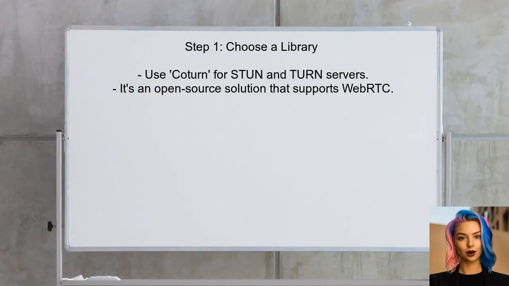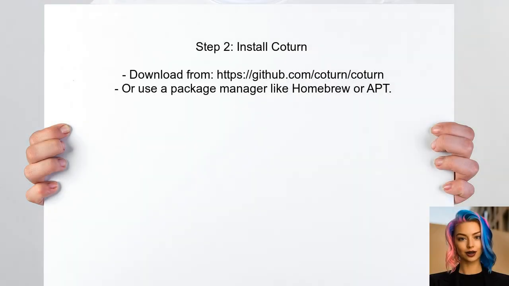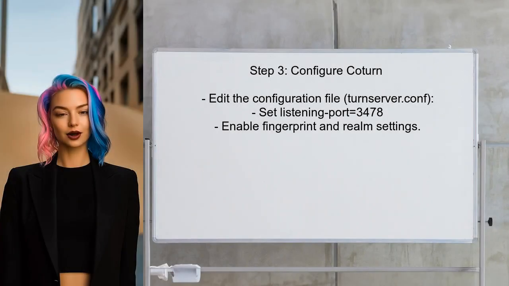To begin developing stun and turn servers for a WebRTC peer-to-peer application in C#, the user should first consider using the open-source library called CoTurn. This library provides both stun and turn functionalities. Next, the user needs to install CoTurn. This can be done by downloading the latest release from the official GitHub repository or using a package manager if available. After installation, the user should configure the CoTurn server.